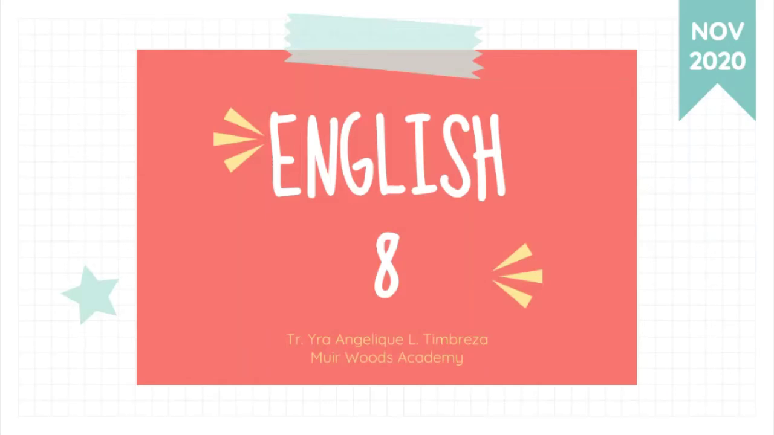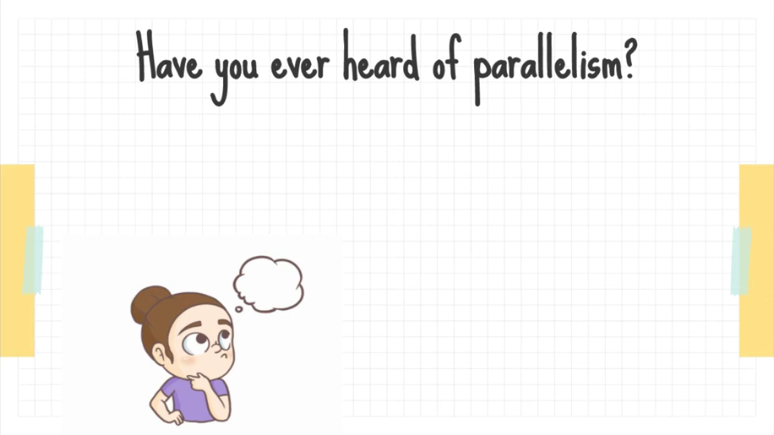Last time, you learned the different archetypal symbols that are vital to know to avoid making general assumptions about characters and ideas. Today, we are going to have a grammar lesson. So may I ask you a question? Have you ever heard of parallelism?